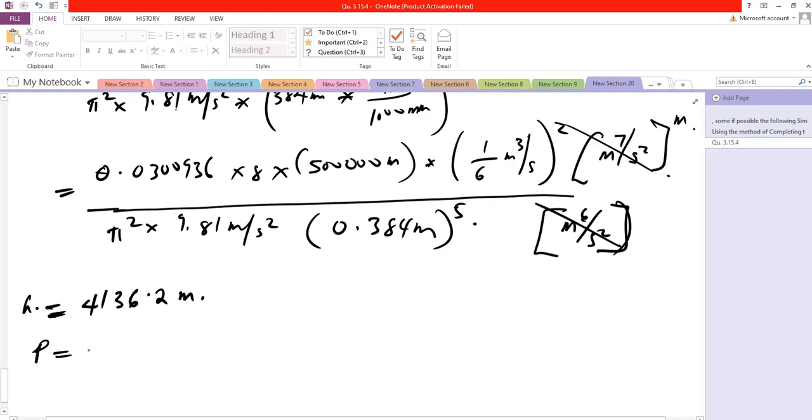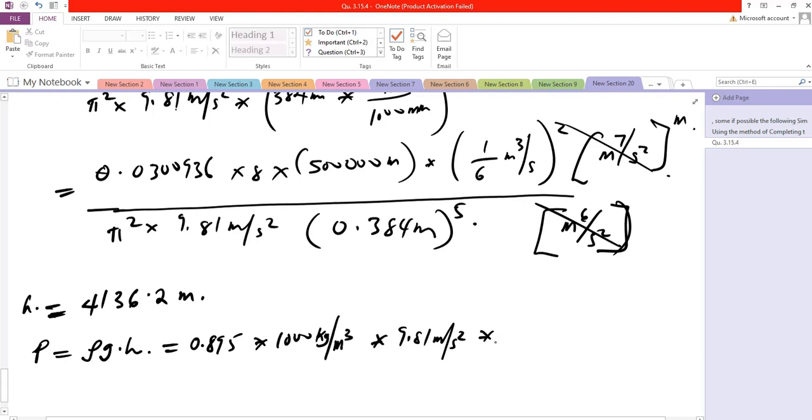So the pressure loss is the same thing as saying the density of the fluid times G times the head loss. So we have the density of the fluid, which is the specific gravity 0.895 times the density of water. This is in kilogram per meter cube times 9.81 meter per second square times the head, which is 4136.2 meter.